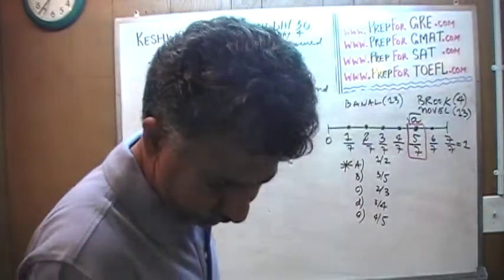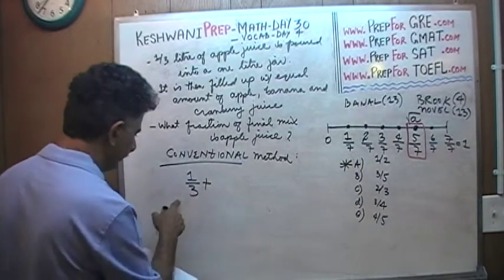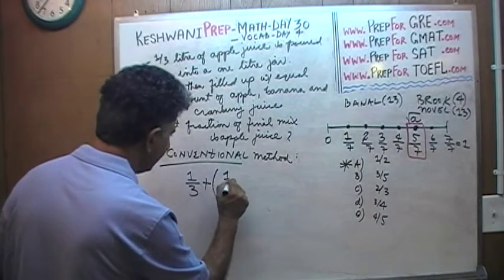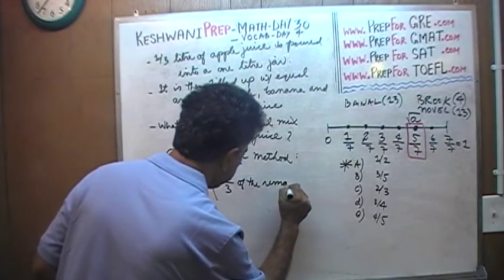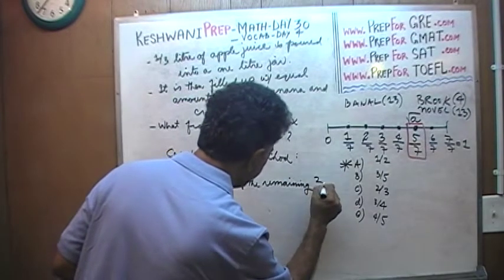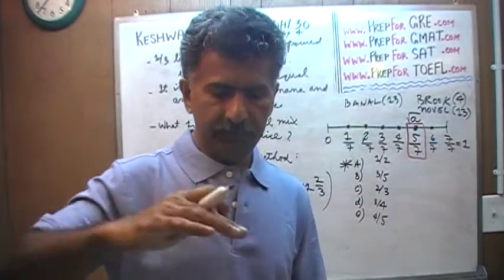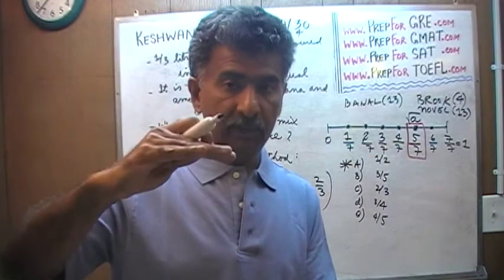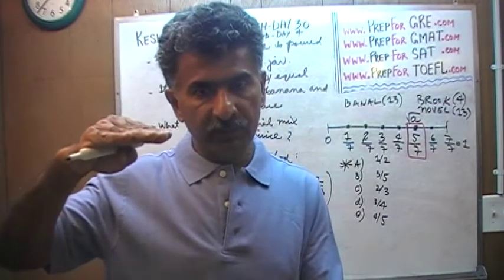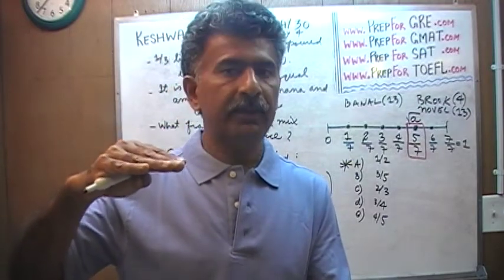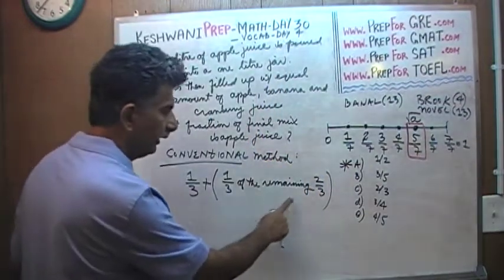So what is the conventional method? The conventional method is very simple, very straightforward. We have 1/3 of apple to start out with, and then we have 1/3 of the remaining 2/3 liter. Because you poured 1/3 in a jar, and then the 2/3 was remaining, and that 2/3 is filled up by equal amounts of apple, banana, and cranberry. So we have 1/3 liter of the apple juice to begin with, and then we have 1/3 of the remaining 2/3 liter.